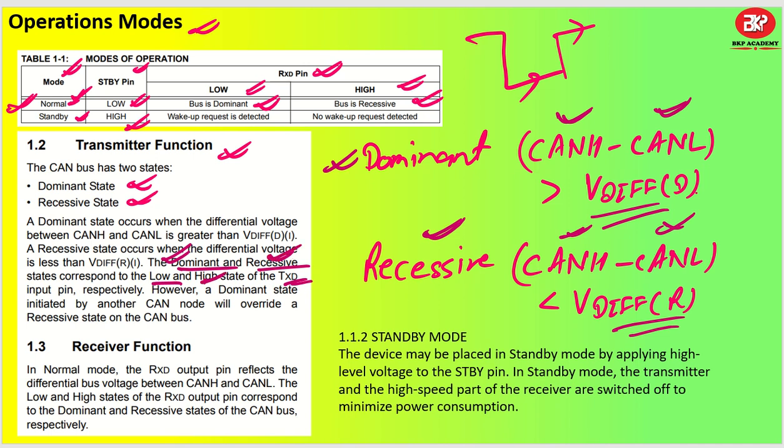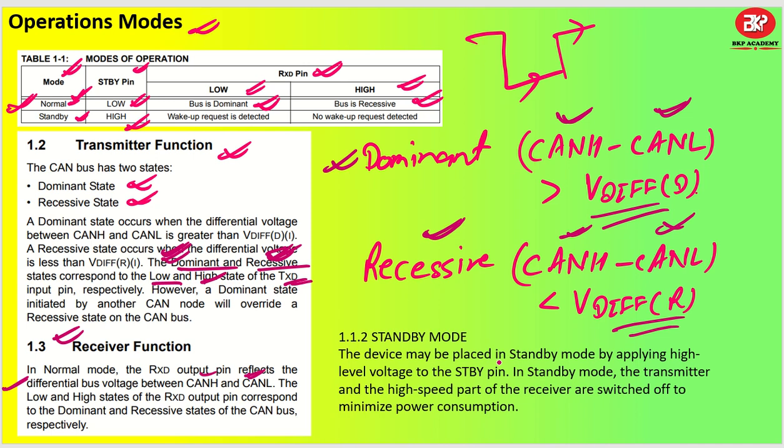Okay, so this is how you can identify whether the bus transmission is in dominant mode or in recessive mode. In recessive mode, the TXD pin will be high. In dominant mode, my TXD pin will be low. The TXD data line will be in low state. Similar to that, in normal mode operation, the RxD pin output reflects the differential bus voltage between CAN high and CAN low. Okay. So this is what I wanted to tell you.